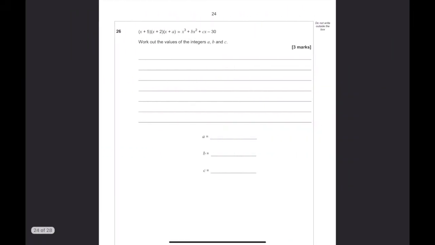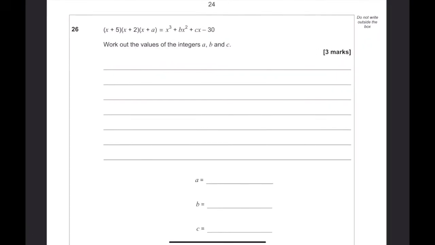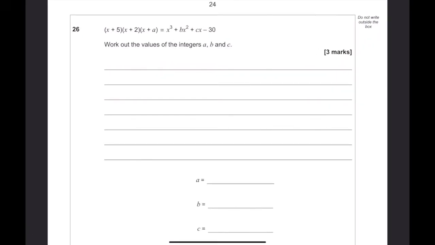On to question 26. Work out the values of the integers a, b, and c. Now straight away, the final value here is minus 30. So 5 times 2 times a has to be minus 30. We know that 5 times 2 is equal to 10. So 10 multiplied by a equals minus 30. So a has to be minus 3.